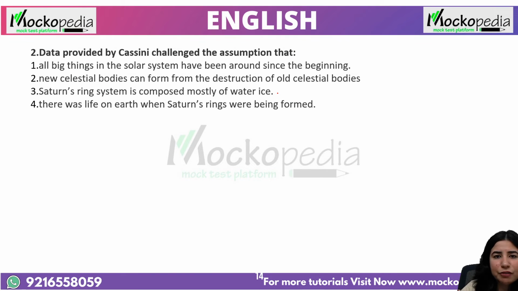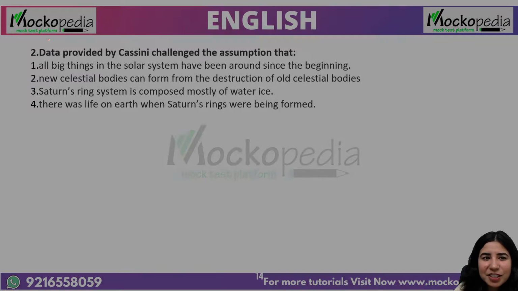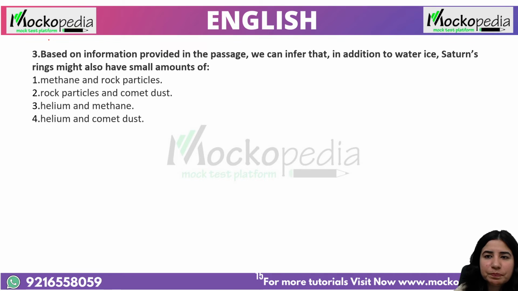So all big things have been round since the beginning. तो वो तो novel कह रहा है, so इस idea को तो definitely doubt कर रहा है. New celestial bodies can form, yes. Saturn ring system is composed, yes, of ice. There was life on Earth when Saturn's rings were being formed. Even that's being discussed in the next paragraph. So we can go for A as an answer, right? Let's move to the third question.